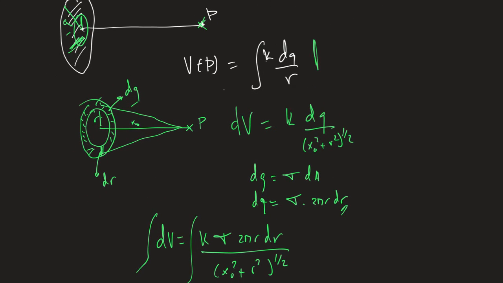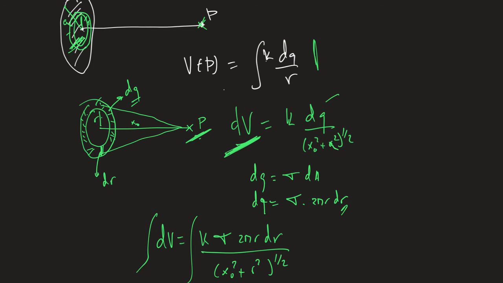So we divide the disk into small rings like this one. Every one of these will have a charge dq, and every one of these will produce a small potential at the point P. And what will be the small potential produced by dq, by the small ring? Well, it will be k dq divided by the distance from the charge to the point of observation. But the distance from the charge to the point of observation is the square root of x0 squared plus a squared.